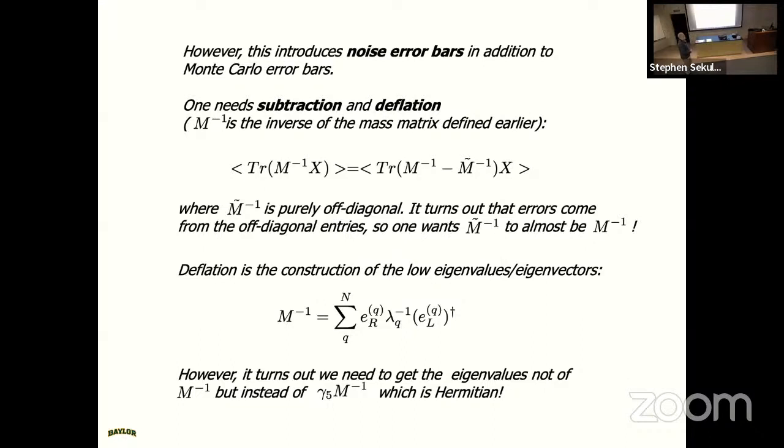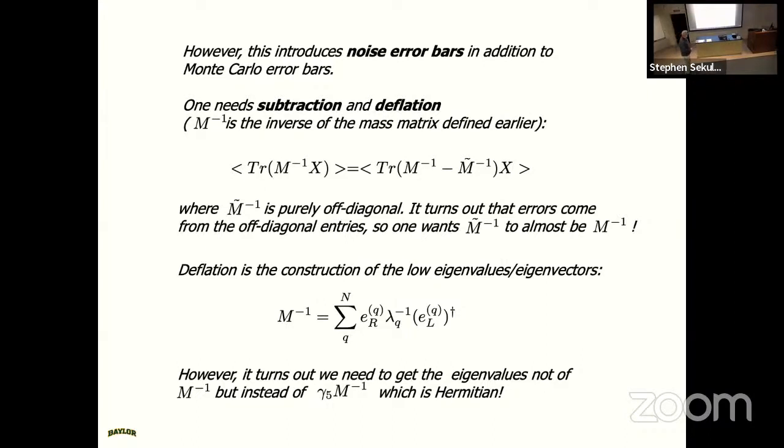deflation methods. You can construct any matrix from knowing its eigenvalues and eigenvectors. And it turns out that almost nothing is determined by the low eigenvalues in Lattice QCD except one thing, and that's error bars. Error bars are almost completely controlled by low eigenvalues and eigenvectors.